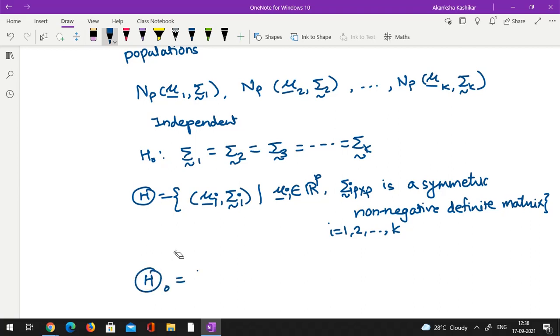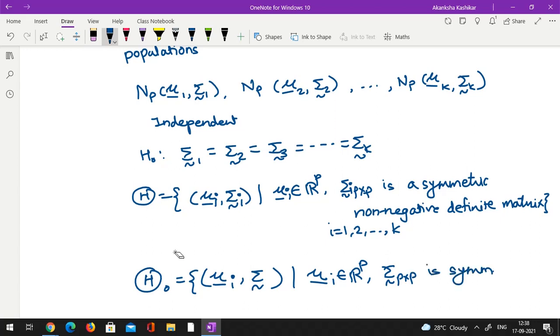And under H naught, what would I have? I would again have mu_i, but my Sigma would be common. I won't have i here. So I would have mu_i belonging to R^p and Sigma is one matrix, instead of K different matrices I'll have one matrix, a symmetric non-negative definite matrix. Is it okay?